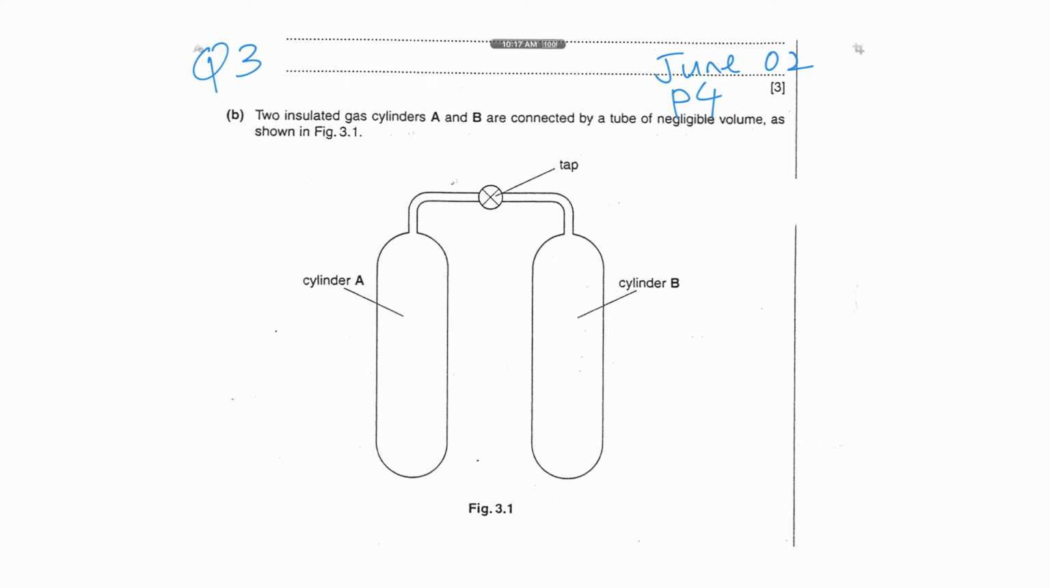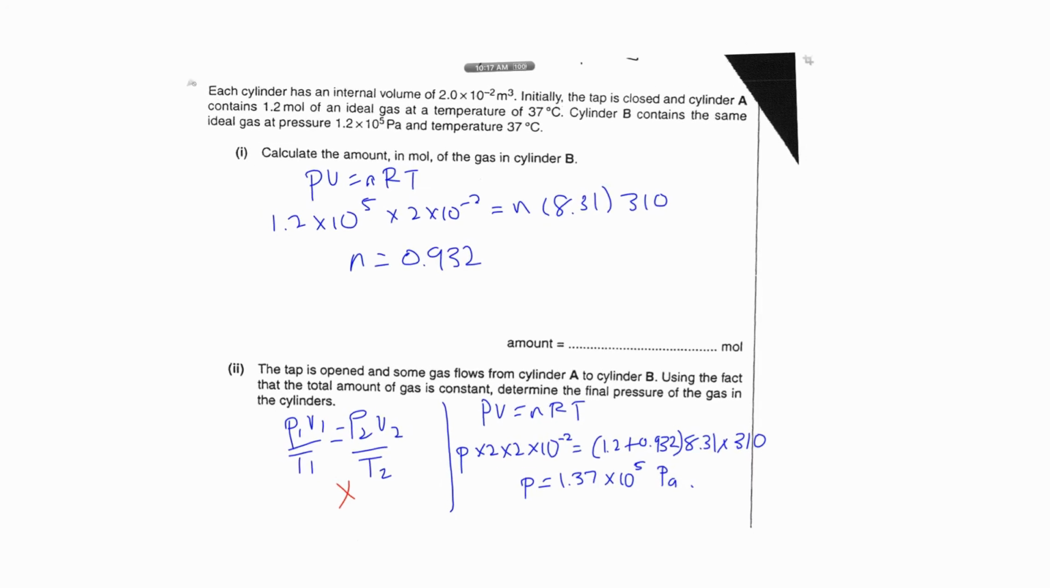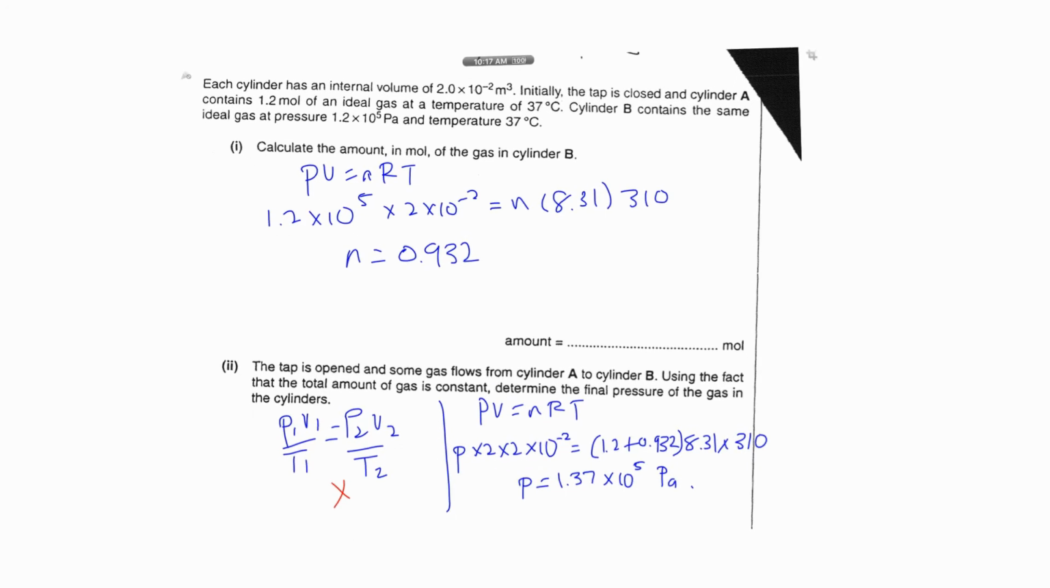So let's look at the next part. You look at the question. They said that each cylinder has an internal volume, so the volume is the same for both. The tap is initially closed, and A has this number of moles and this temperature, whereas B gives you the pressure and the temperature. So you notice straight away the temperatures are the same.